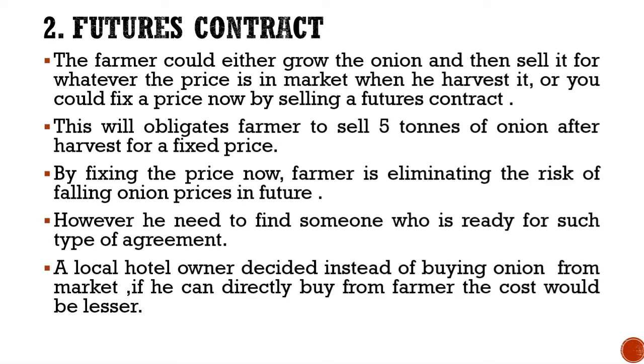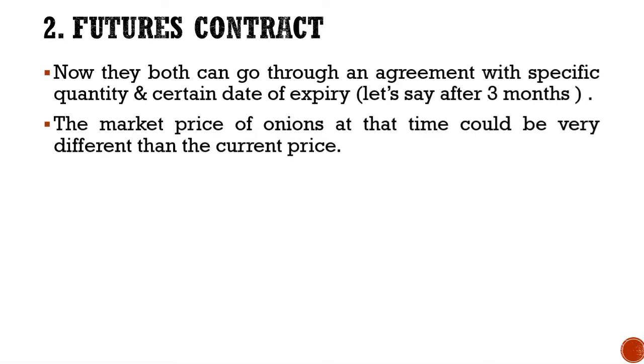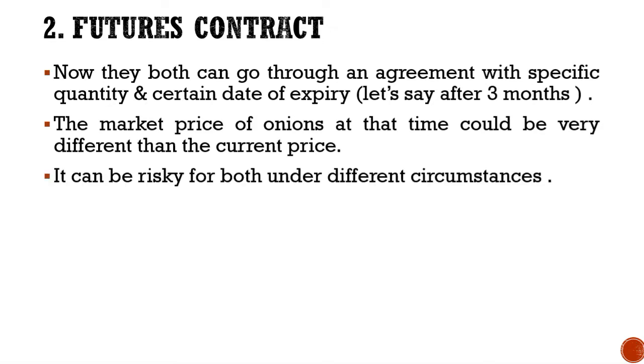So let's say a local hotel owner decides that instead of buying onion from the market, if he can buy it directly from the farmer, the cost would be lesser. Now in that case, both can enter into an agreement with a specific quantity and a certain date of expiry, let's say 3 months. The market price of onion at that time could be very different from the current price. It can be risky for both under different circumstances.